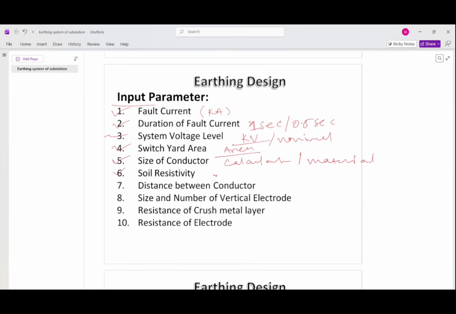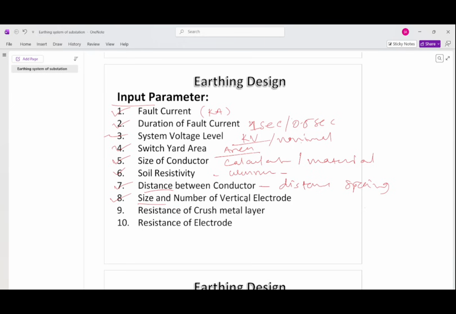Soil resistivity we have to calculate from the Wenner method. The Wenner method will give soil resistivity. The distance or spacing between the conductors is also very important. Spacing will affect the touch and step potentials, and the step potential may be mostly affected by the spacing factor.